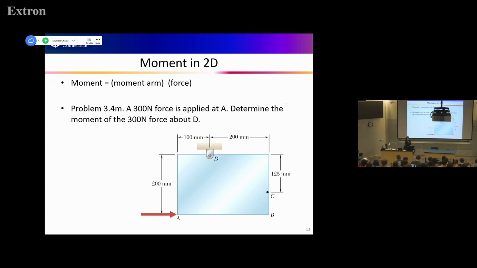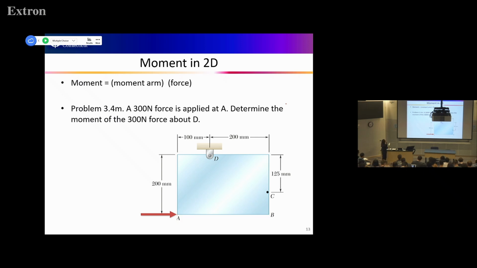Okay, so moment in 2D. You saw the moment equation: moment is moment arm times force. So it is the force magnitude times the moment arm, and the moment arm is the shortest distance from the reference point to the line of action of the force. So, the shortest distance from the point to the force.